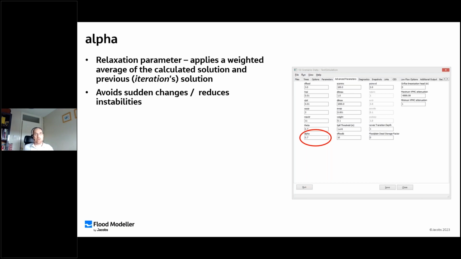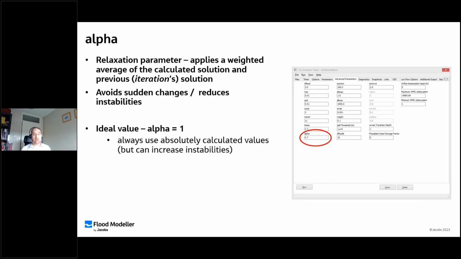When I first knew about this, I did think, why isn't alpha equal to 1 by default? I ran several models and quickly found out why: a significant number of them didn't run all the way through, whereas with alpha equals 0.7, they were quite happy. So that's why it exists, and why the default is not equal to 1, even though the ideal value is 1, and that's basically always using the exact calculated solution.